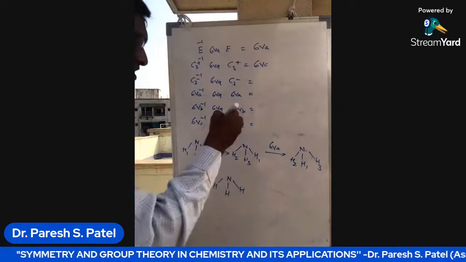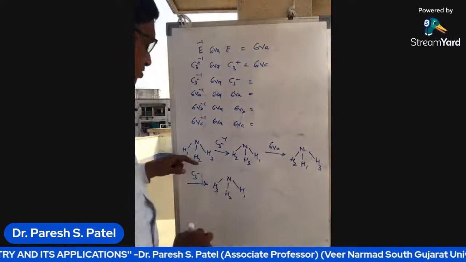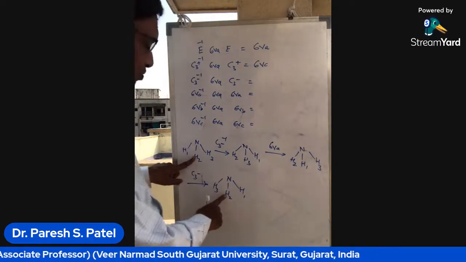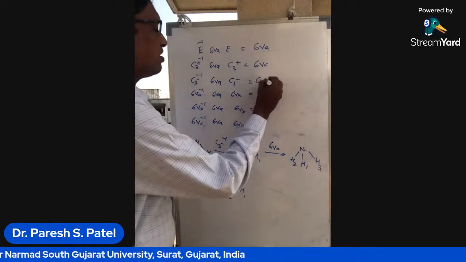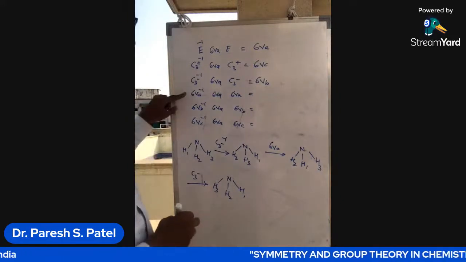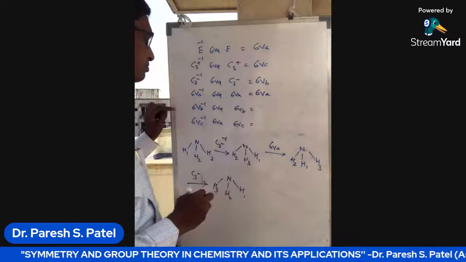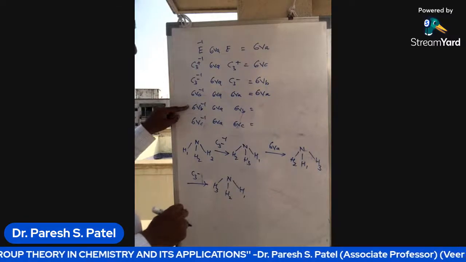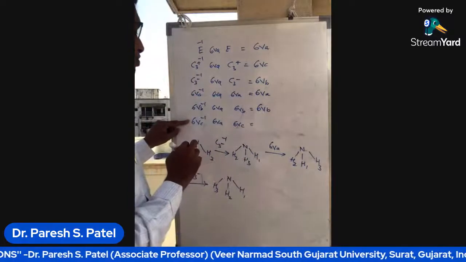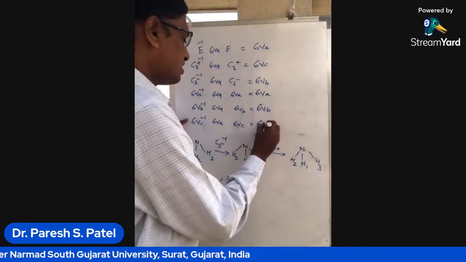Then C3 minus, it means one time clockwise rotation. So 2, 1 and 3. Now compare this and this. Hydrogen 2 remains as it is, and 1 and 3 are interchanged. So this is nothing but the sigma V. Here we operate sigma Va inverse, sigma Va, sigma Va. Answer will be the sigma Va. Next, sigma Vb inverse, sigma Va, sigma Vb. Answer is sigma Vb. If we operate sigma Vc inverse, sigma Va, sigma Vc, the answer is sigma Vc.